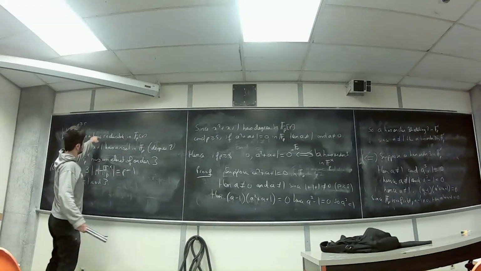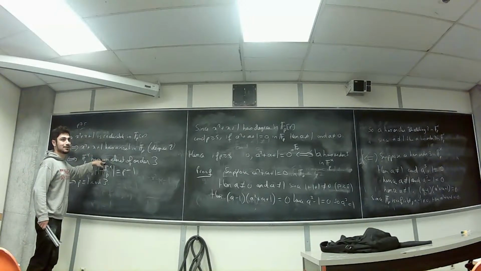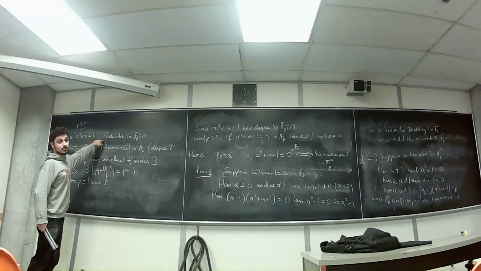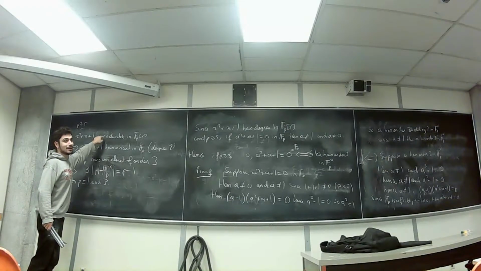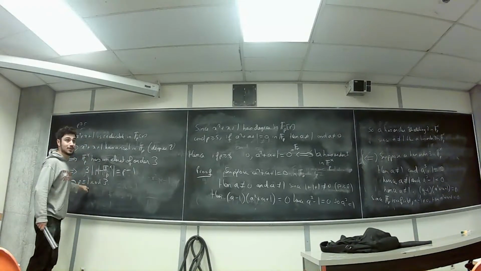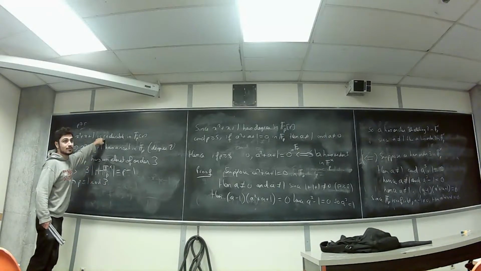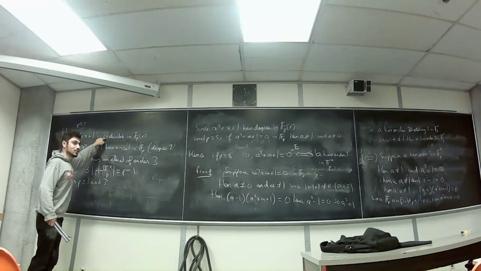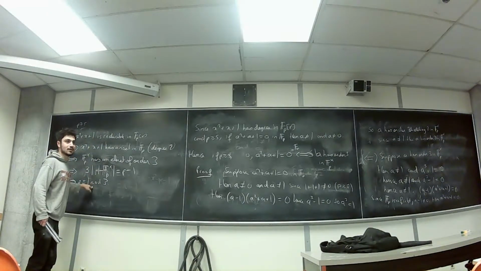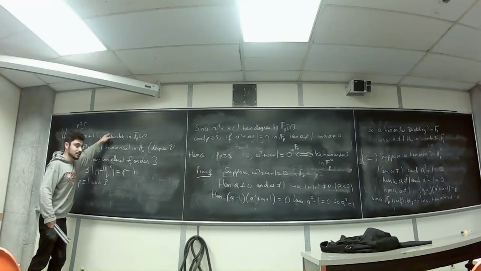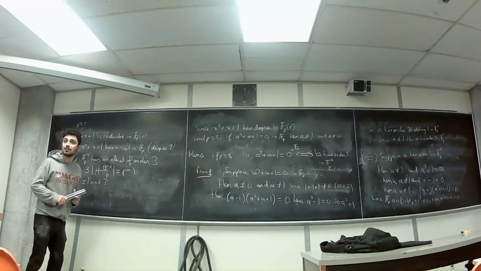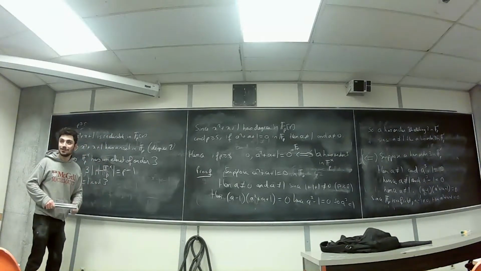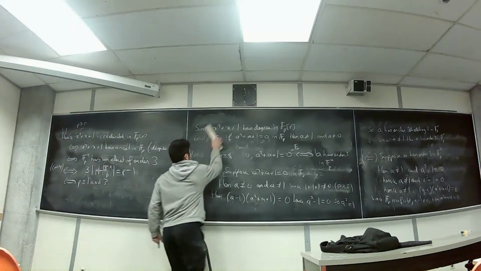It is irreducible if p is congruent to 2 mod 3. I have it is reducible if and only if p is congruent to 1 mod 3. Reducible if and only if p is congruent to 1 mod 3. Hence, it's irreducible if and only if p is not congruent to 1 mod 3.